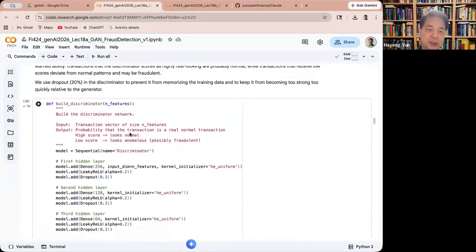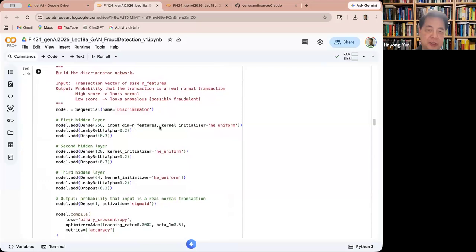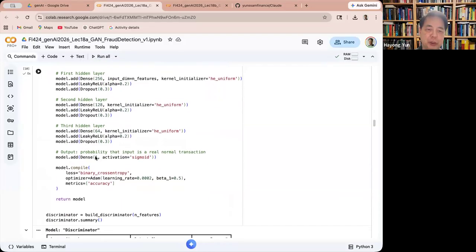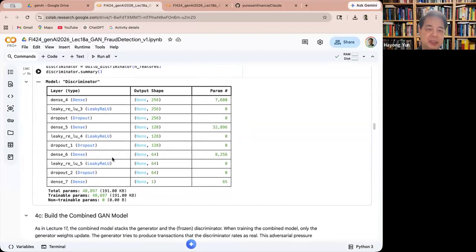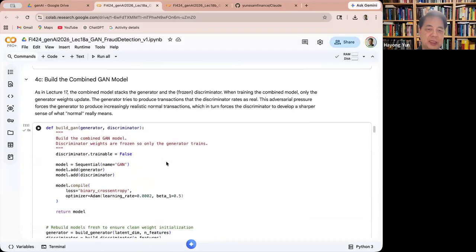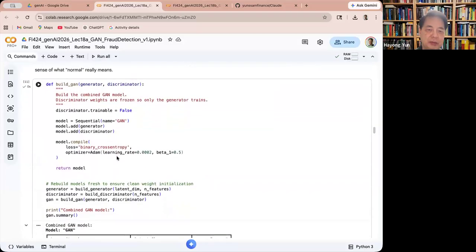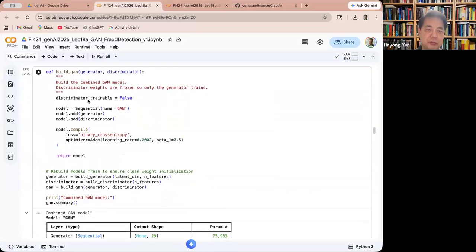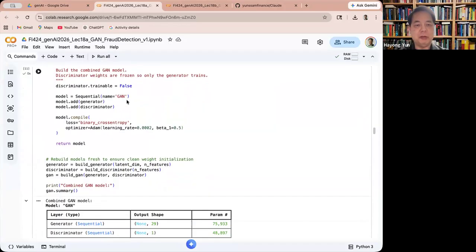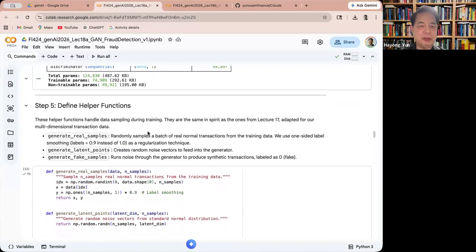And then the discriminator takes realistic input data. How many features? 29, goes to 256, 128, 64, and then 1, which is basically whether it's a real transaction, 1, or a fake transaction, 0, if it thinks so. So this is the discriminator, and the GAN basically combines the generator and discriminator. Of course, the discriminator's weights are frozen. It cannot be trained. Only the generator weights are trained in the GAN training.